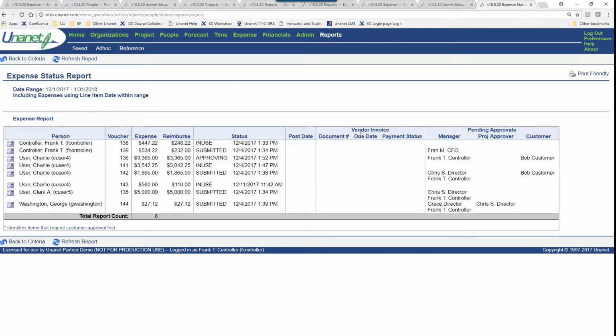If I'm on Uninet Financials and there is vendor invoice information in here, I have that here as well. So I'm able to see a little bit more because now I'm in here as a manager looking at different statuses.